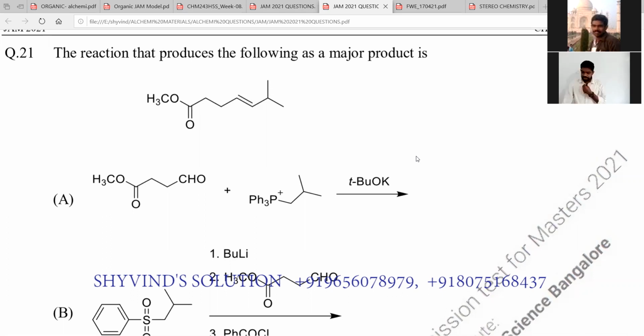You can see the options. We have a double bond here. That double bond is an E double bond. That means a trans-like double bond is known as an E double bond. If it is a cis-type double bond, then we call it a Z double bond. Okay, I will explain it.